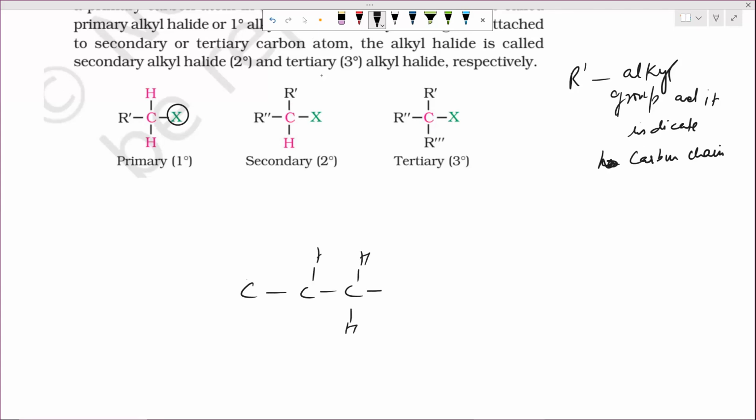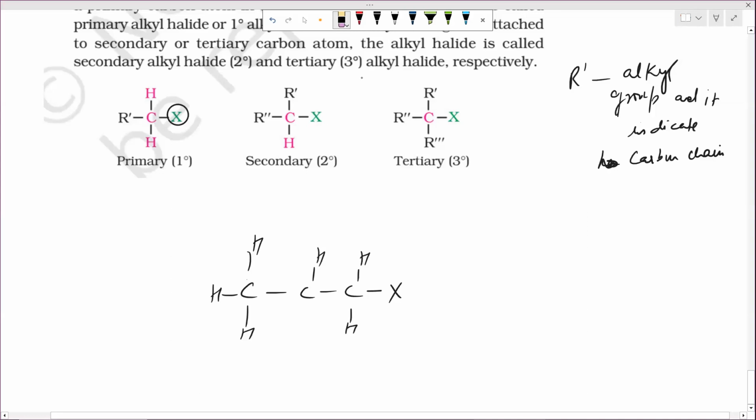This is the carbon chain, okay? And if it is X here, X is a halogen group. Now you check that this is the main carbon with which the halogen group is attached.